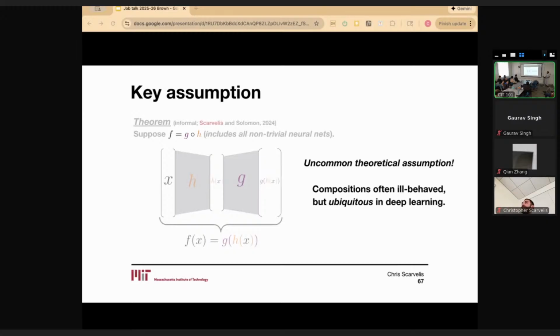Now, this assumption is a little bit unusual in the theory literature, and that's because compositions of functions are often ill-behaved. If you want some intuition for that, think of how expressive a neural net can be. If you can express a very large class of functions, then you typically can't say a whole lot about it. This theorem is a notable exception to that pattern. And I think this suggests we've probably been leaving some useful structure on the table that might be useful for understanding how real-world generative models behave.